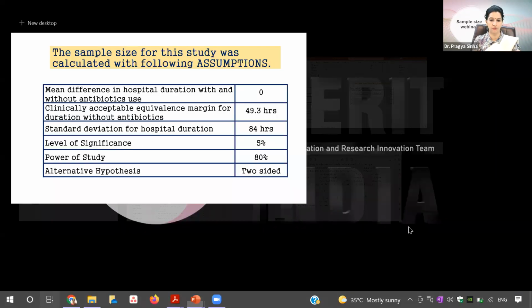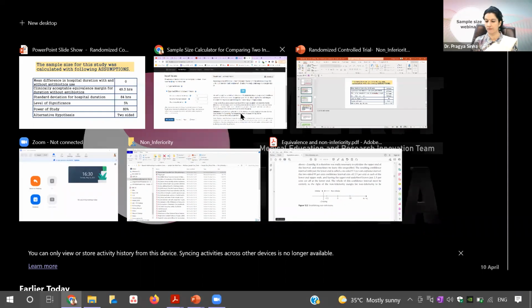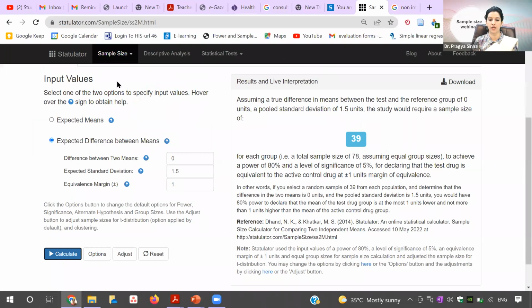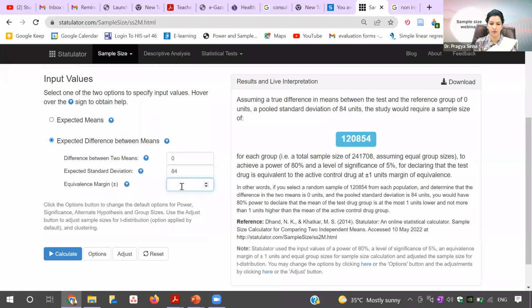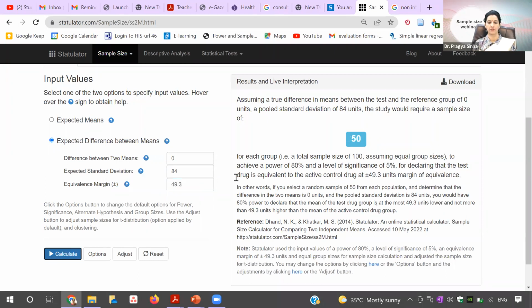So let's go back and we can do the calculation. So it is a mean. I've clicked the mean. The difference of the two means was 0. Standard deviation was 84 in this case. So I have 84, and then the expected margin of difference, it was 49.3. So it is 50. Yes, all of you are right.